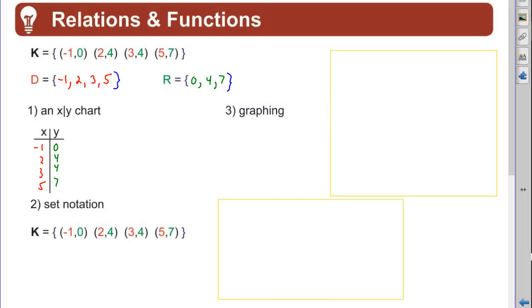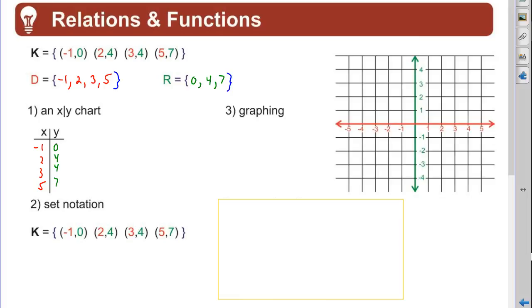The third way is to graph. And so graphing, this is simply a set of points. So we're going to graph the point negative 1, 0, 1 to the left, nothing up, there's that point. The point 2, 4, 2 to the right, and 4 up, right there. The point 3, 4, 3 to the right, and 4 up, and the point 5, 7. 5 to the right and 7, right? I'm at 4, 5, 6, somewhere up there, right? For 5, 7.